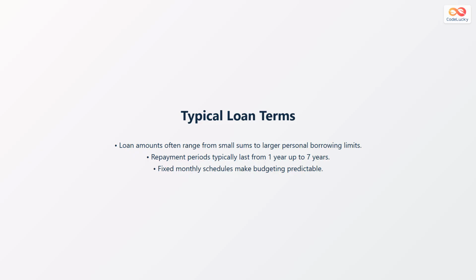Loan amounts vary widely depending on your needs and lender policies, ranging from small sums to larger borrowings. Repayment periods usually span from 1 to 7 years. The fixed monthly payments make it easier to budget and avoid surprises during the loan tenure.